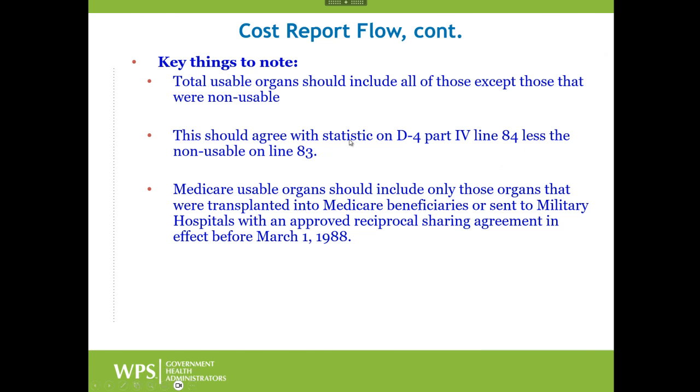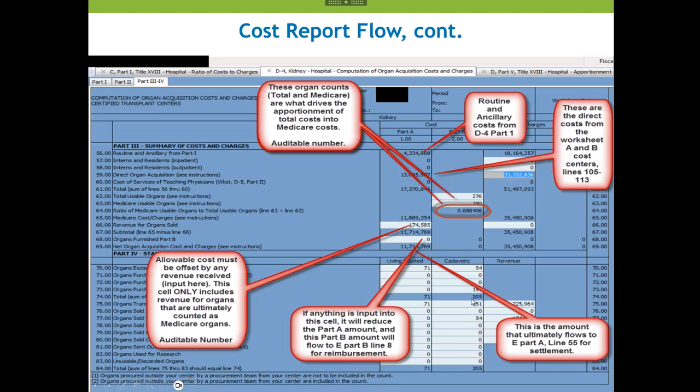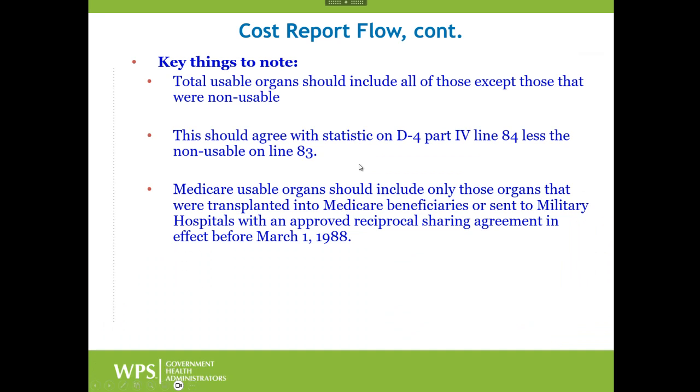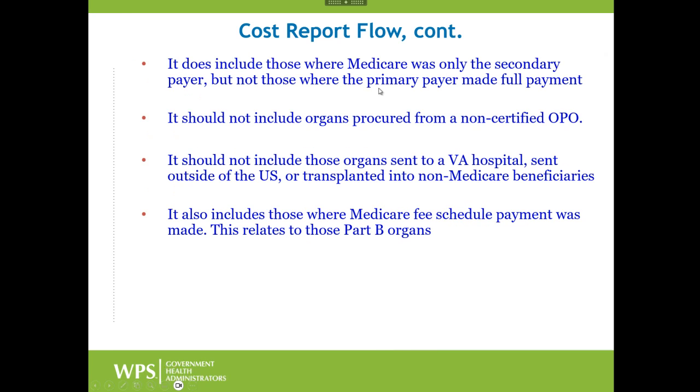Now, there's statistics. That last part down here is purely statistics to help explain and audit the costs. So that total usable organs should agree with the statistic on D-4 Part 4, line 84, minus any non-usable organs on line 83. Now, again, this does count organs that were only partially paid by Medicare. But if there's something that Medicare didn't pay even $1 of, it should not include the Medicare organ.